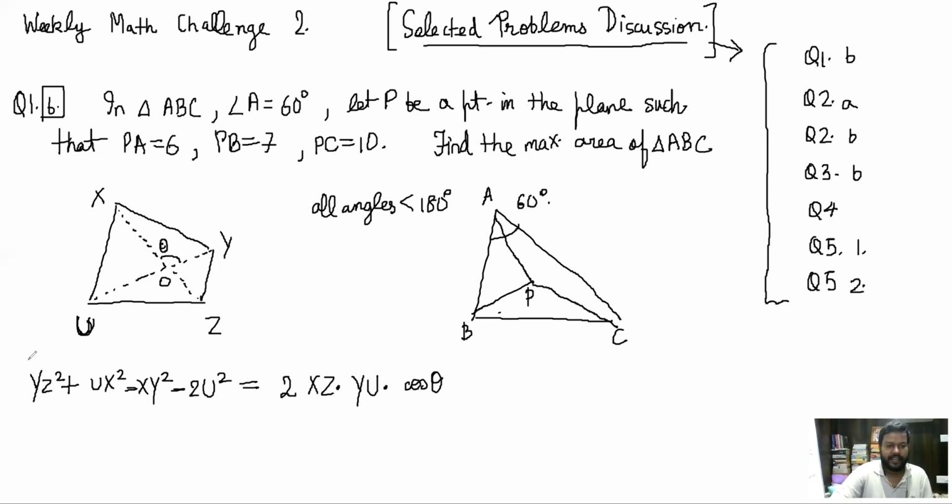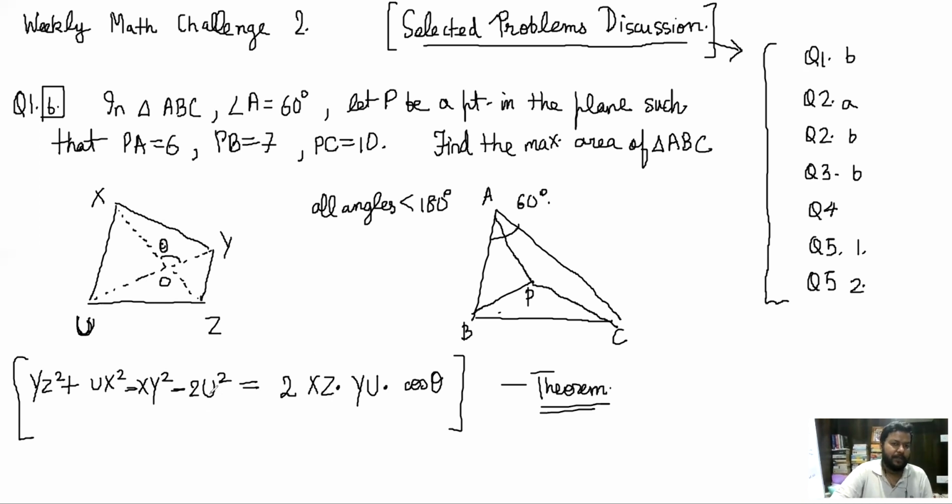Let's try to understand what this statement means. So this is the theorem that we are talking about. So what does it mean? First of all, YZ square plus UX square minus XY square minus UZ square. So it is the sum of two side squares minus the sum of the squares of the other two sides, right? And that is equal to 2 times XZ into YU into cos theta, where one diagonal is XZ and the other diagonal is YU. The theta is the angle between those two diagonals.